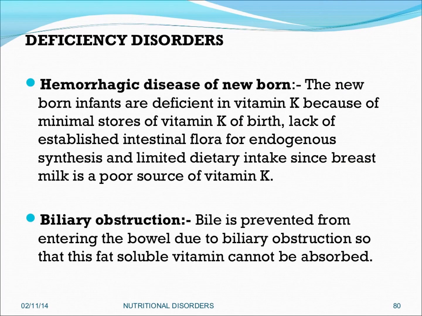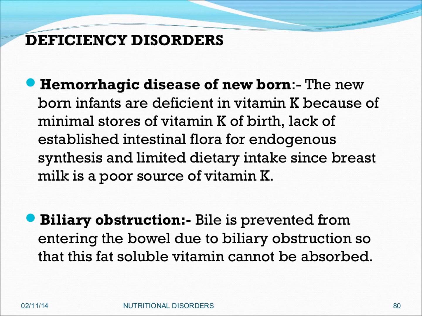If we look at vitamin K deficiency, what we see today on a wide scale is something called hemorrhagic disease of the newborn. Newborn infants are deficient in vitamin K because of the minimal stores of vitamin K at birth. There could be a lack of established intestinal flora for endogenous synthesis of vitamin K and limited dietary intake, since breast milk is a poor source of vitamin K.